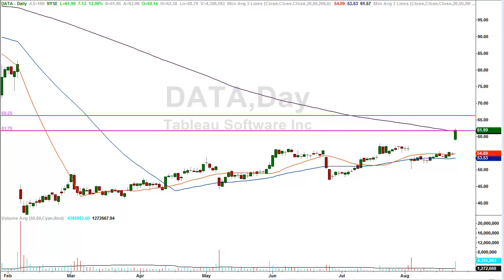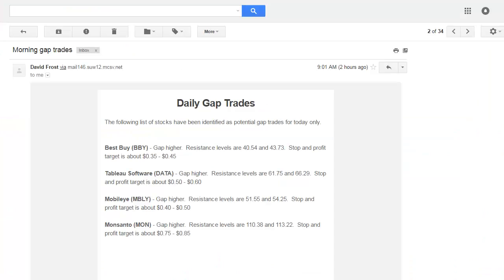So let's take a look at Tableau today. Data, D-A-T-A is the ticker. But before we do, let's take a look at the email that was sent to my subscribers early this morning with my gap trades for the day. Now here's the email. This comes out at about 9 a.m. before the market opens. The market opens at 9:30 Eastern Standard Time. My email comes out a half an hour roughly before the market opens.